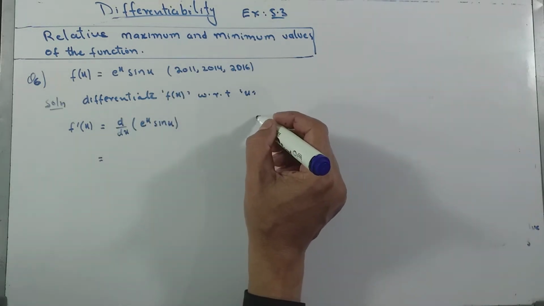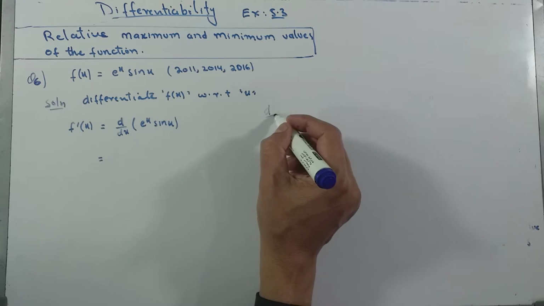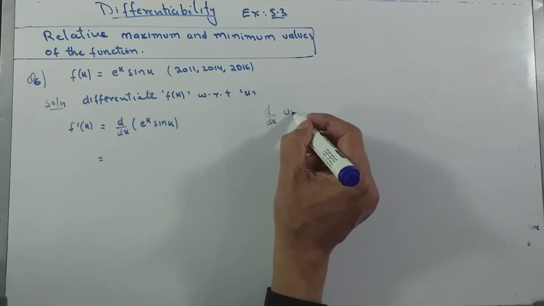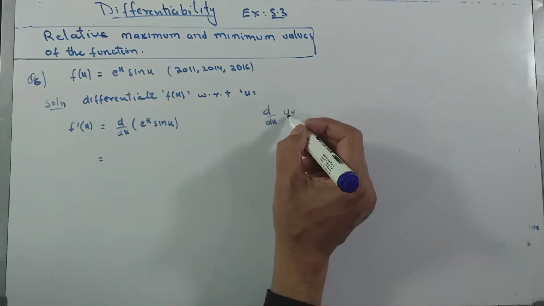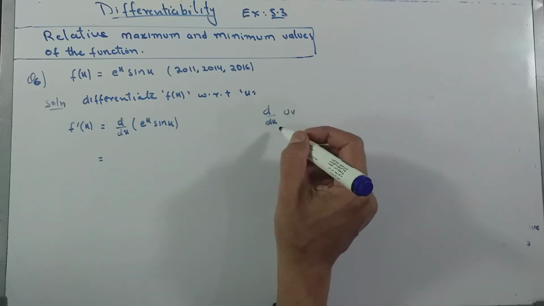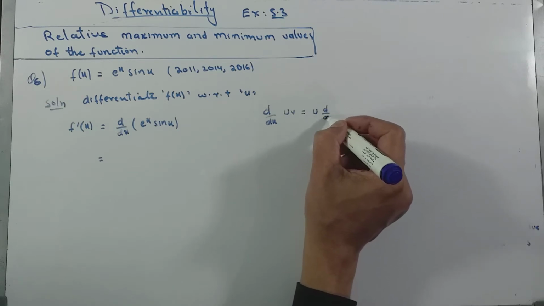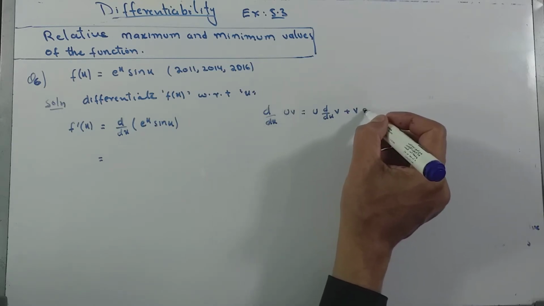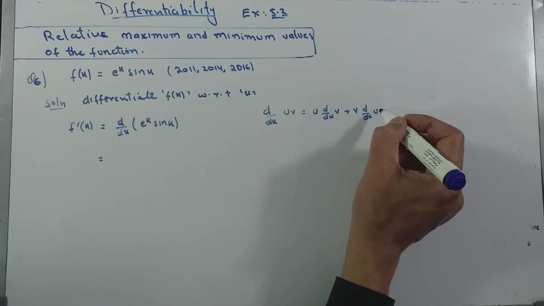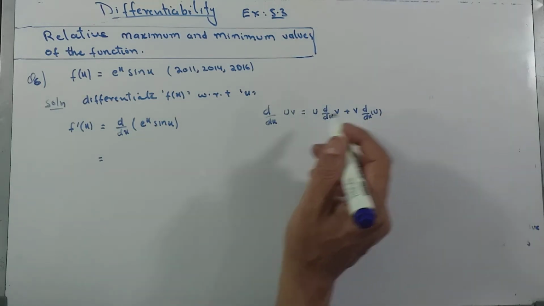And what is the product rule? Look at this. Let's say d over dx of u multiplied by v. You have two functions, u and v, multiplying with each other. What will be the derivative? It becomes u d over dx of v plus v d over dx of u. This is the product rule. The same rule we are applying here.